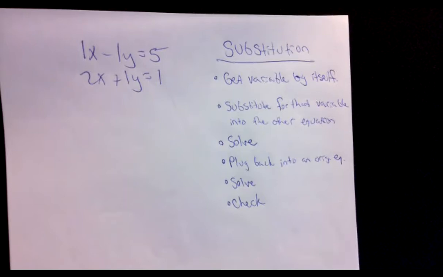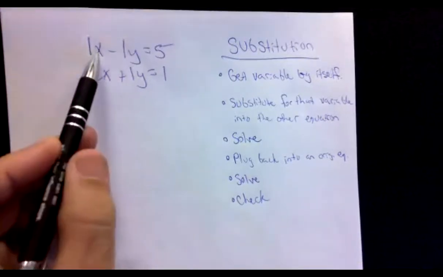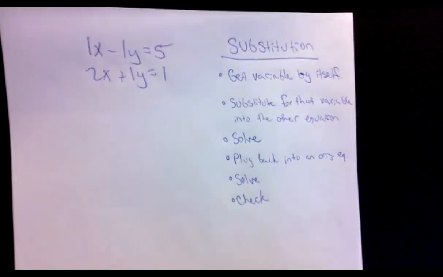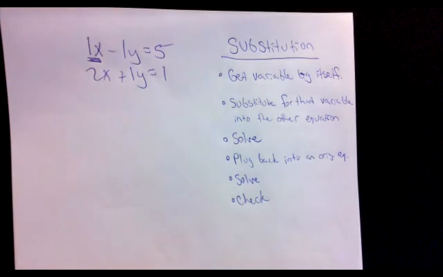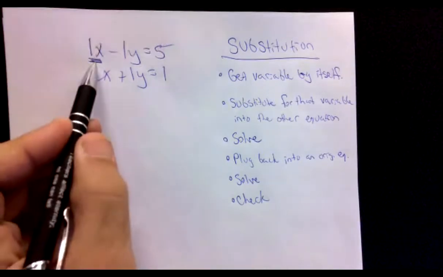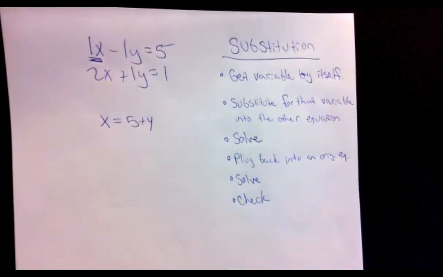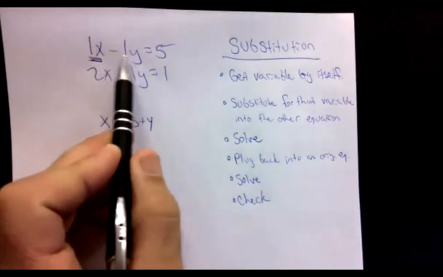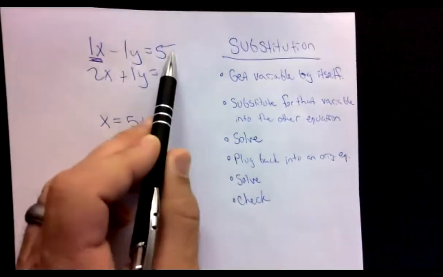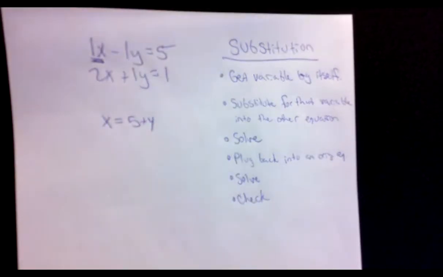All right, so walking through this system by substitution. We've got to get one of these variables by itself. Normally I would ask out loud and have somebody pick one, but just for the sake of argument here, I'm going to go ahead and pick one. I'm going to get this first X here by itself. So if I want to get X by itself, I'm going to add my Y over to the other side. So X is going to equal 5 plus Y. All I did was take this equation, then I want to get this negative Y to the other side, so I added a Y to both sides. So this is that same first equation, just now I have X by itself.